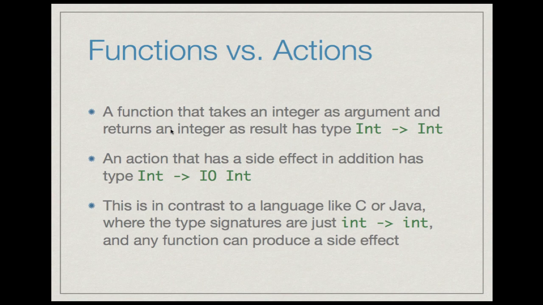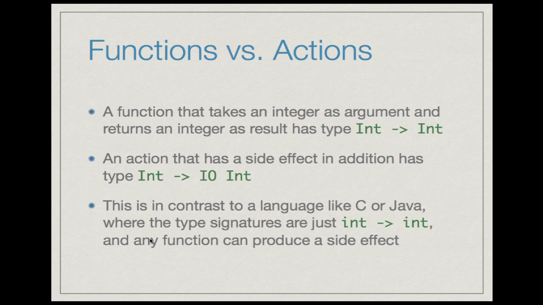At this point, we need to look a little closer at the distinction between functions and actions. A function that takes an integer as argument and returns an integer as a result has type int arrow int. An action that has a side effect in addition to consuming an integer and producing an integer has type int arrow IO int. This distinction that Haskell maintains is in contrast to languages like C or Java, where the type signature of both functions that have side effects and functions that do not have side effects are just int arrow int. And in general, any function is assumed to potentially produce a side effect.